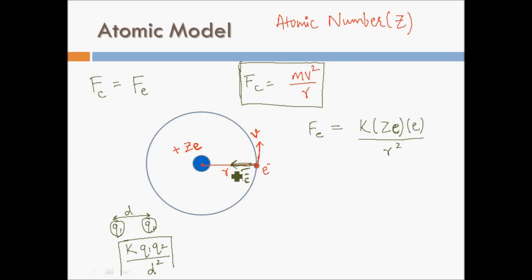Alright, so these are the two forces which are present over here. Basically there is one force, electrostatic force, which is providing the centripetal force. Alright, so let's derive this equation now. Okay, so we have the equation mv square by r is equal to k z e into e, that is e square divided by r square.